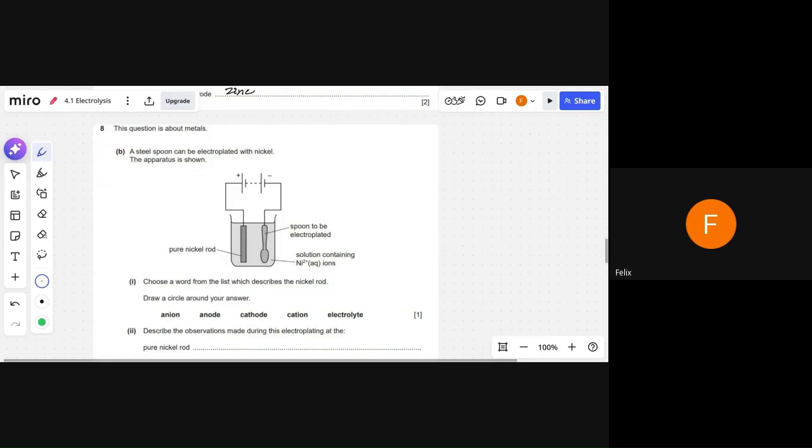All these questions are from core. The extended questions will be at the end of this lesson. I think there are two. So question number 8 is about metals. A steel spoon can be electroplated with nickel, and the apparatus is shown. Choose a word from the list which describes the nickel rod. It is a pure nickel rod connected to the positive terminal, so that is going to be the anode.